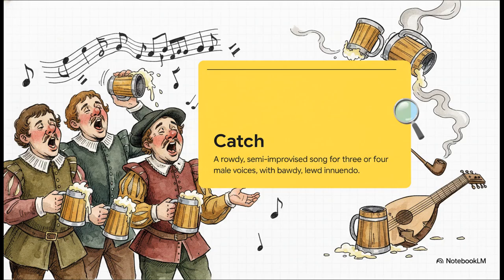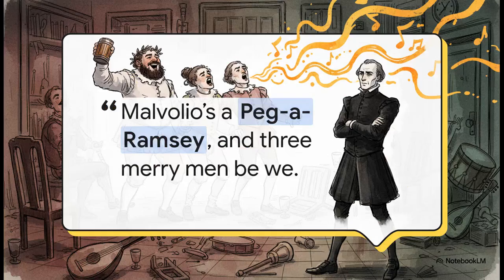A rowdy, pretty lewd sing-along sung by a group of drunk guys where each singer is trying to catch the other's part. It was loud, it was messy, and it was definitely not what you'd call high class. So, check out this scene from Twelfth Night. You've got the boisterous Sir Toby Belch leading his buddies in a drunken catch late at night.